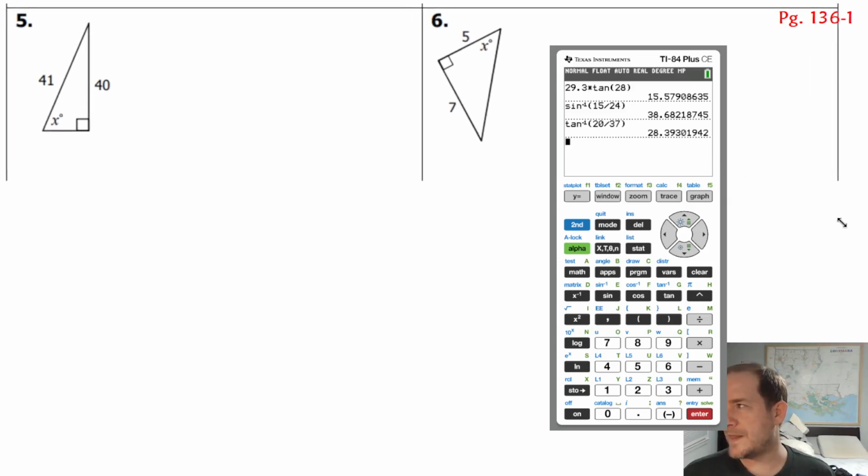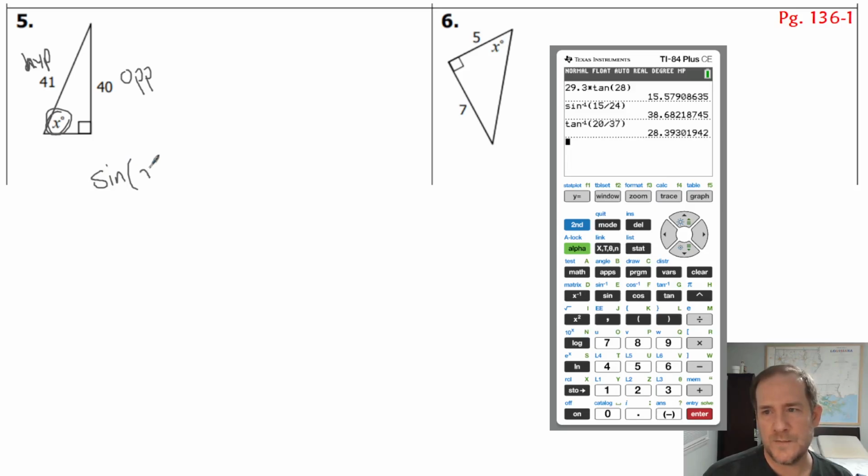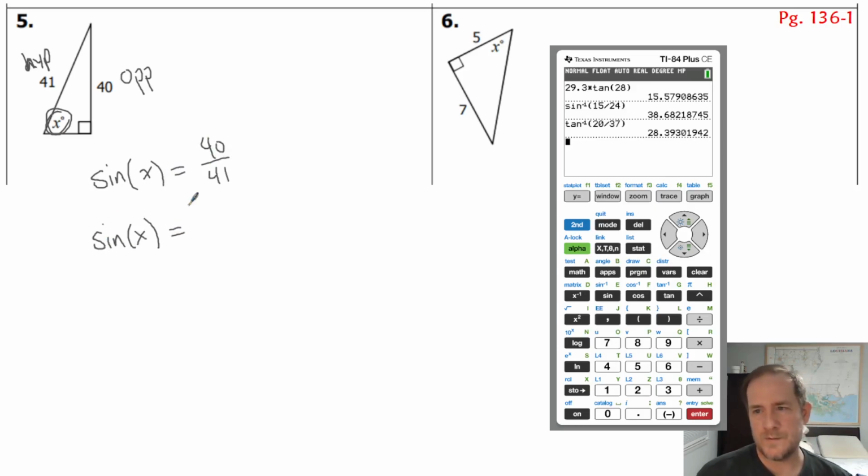Alright, for number 5, find your angle, mark your sides, write your equation, and then solve it. I see x here, and opposite from it is the 40, and this 41 is our hypotenuse. So O and H, that's sine, SOHCAHTOA, so SOH. So the sine of x must be 40 over 41. And I'll do this one the other way. Remember the other way to do this was turn 40 over 41 into a decimal. So if you do 40 divided by 41, then the decimal I'm getting is 0.9756.